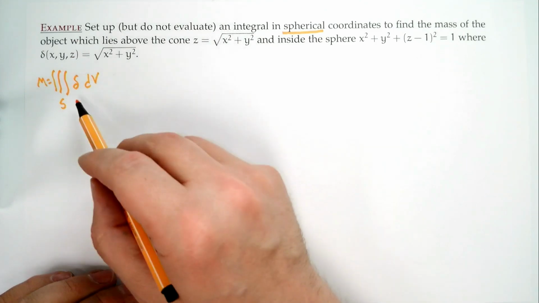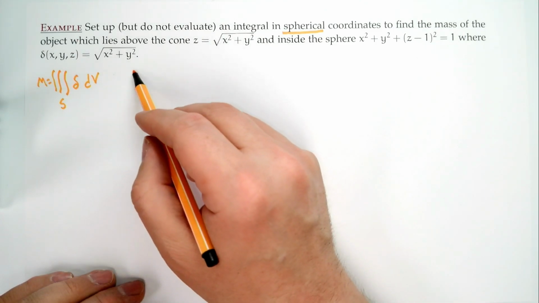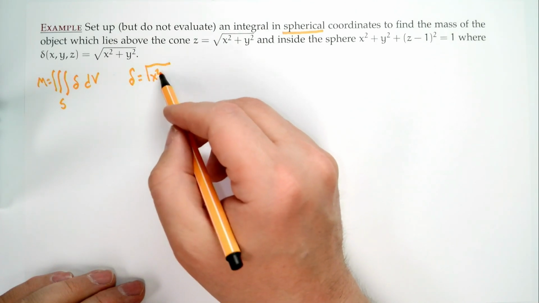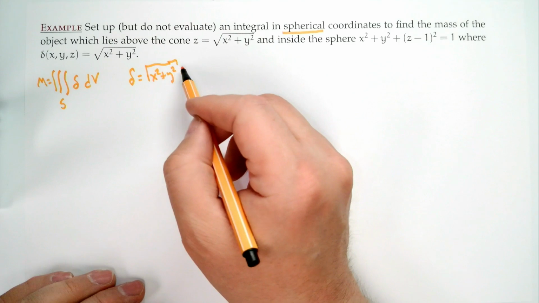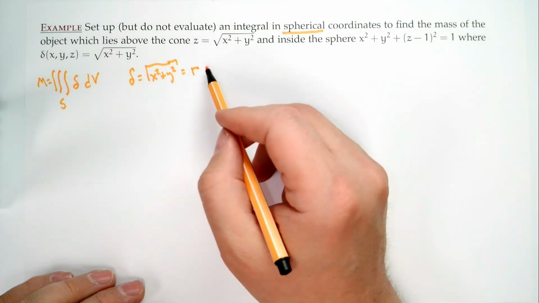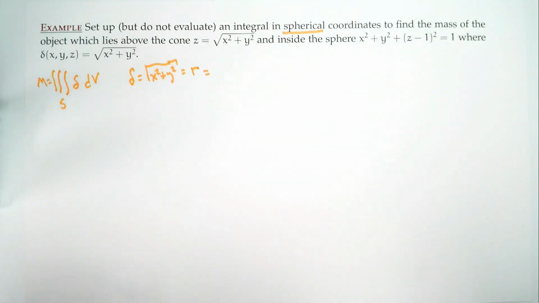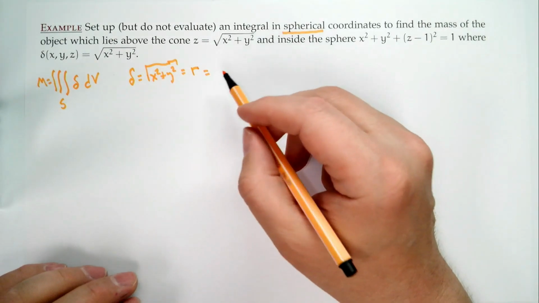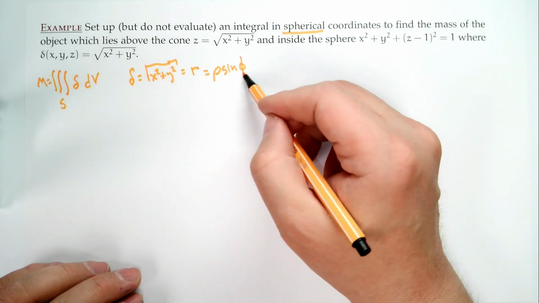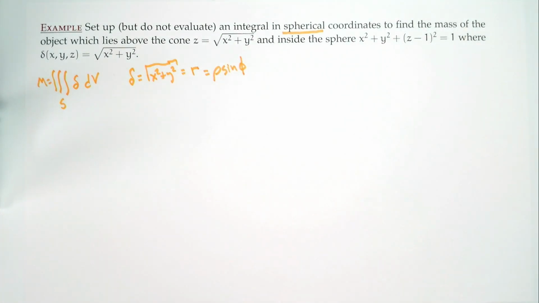Now the good news is that we can figure out the density. In Cartesian coordinates, that's the square root of x squared plus y squared. We often think of that as being r, and if we go one more step and want it in spherical coordinates, r becomes rho sine of phi. So we get rho sine phi.